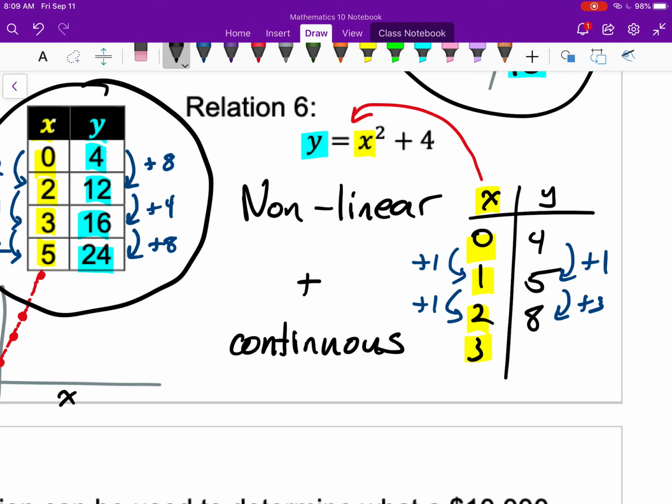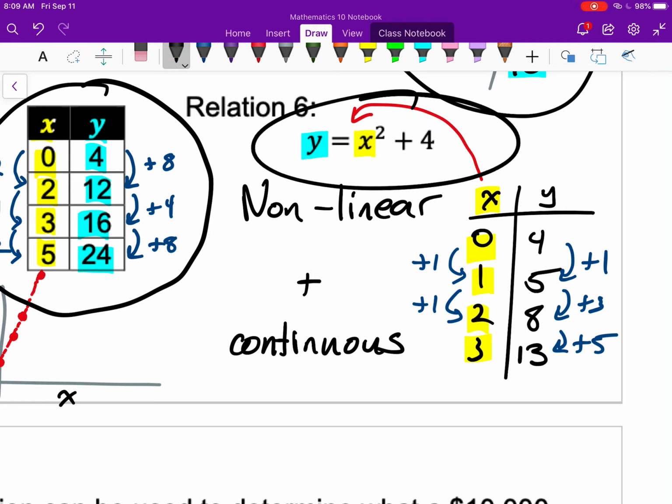And if I bother doing the next one, and you know I don't need to, but if I put 3 into there, I would get out 13. So in this case, the y got bigger by 5. So definitely nonlinear. I will say this relationship here, although it's nonlinear, it is something you'll look at a lot in grade 11, regardless if you take foundations or pre-calculus, especially pre-calculus though. This is what we call a quadratic relationship, not a linear relationship.